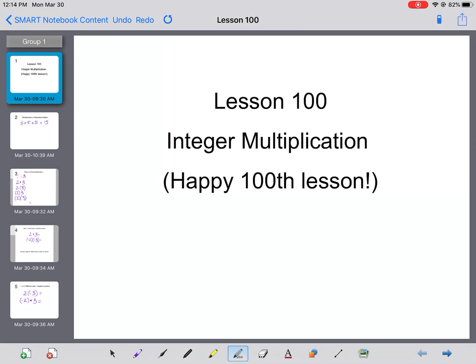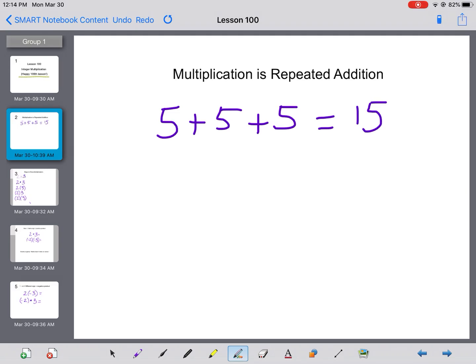Here we are at lesson 100, the 100th lesson of math. How fun is that? Think of all the math that you have learned in 100 lessons. So much math. Ready to learn some more. Actually, the first part is a little bit review. So we are moving into integer multiplication.